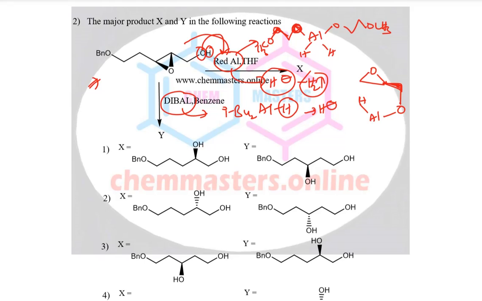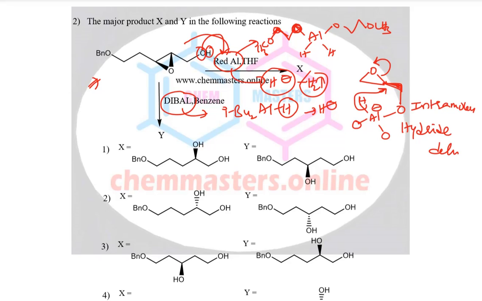Okay, so it is hydrogen and this is the rest of the part of red aluminum. Now you can see that the hydride can attack from this side because of the interaction. Okay, so intramolecular, just write down intramolecular hydride delivery takes place. That's why the epoxide opens here, right?